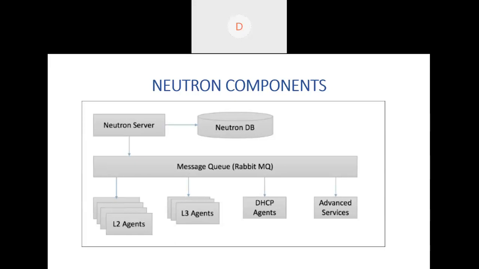Same is the case with the L2 agent. When a request comes to create some network or subnet or a port, they will first be added into the Neutron DB. And then the same message will be posted into RabbitMQ, the message bus. Since the L2 agent has subscribed to such a topic, or what you call an exchange, it will land over here.